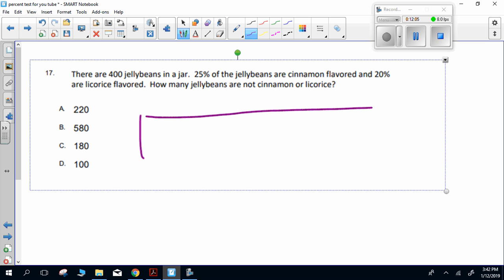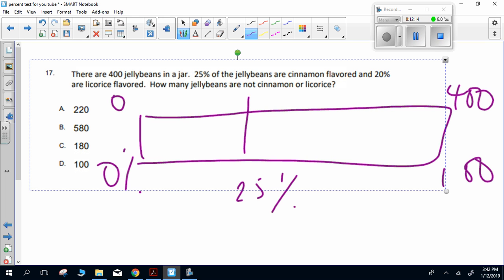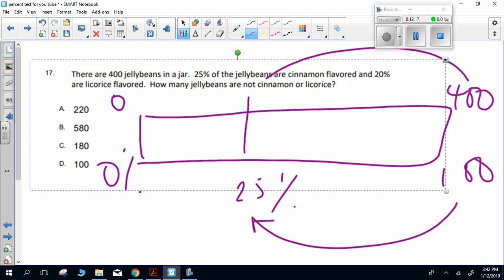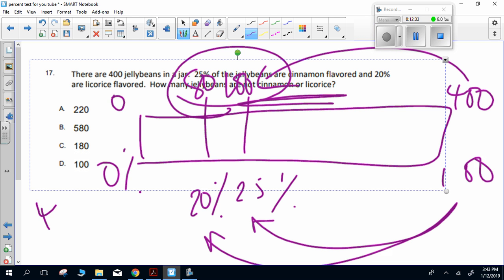Next one, there were 400 jelly beans in the jar. 25% of them. Divide by 4. Divide by 4. So 100. And then 20% of them. Divide by 5. Divide by 5. So that's 180 jelly beans that are cinnamon or licorice, but we want the ones that are not cinnamon or licorice. So we have to do 400 minus 180, which is 220.